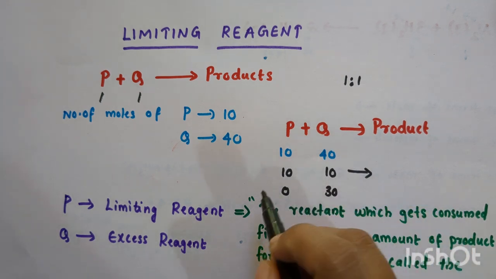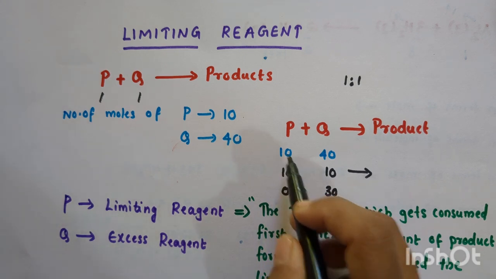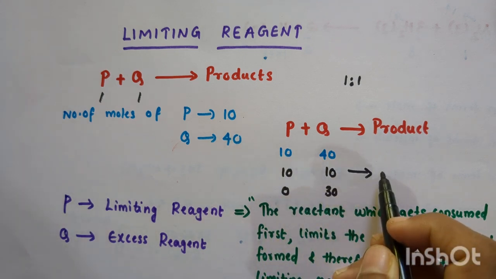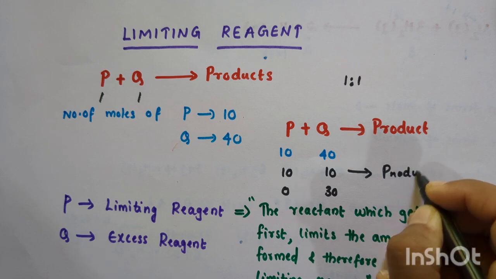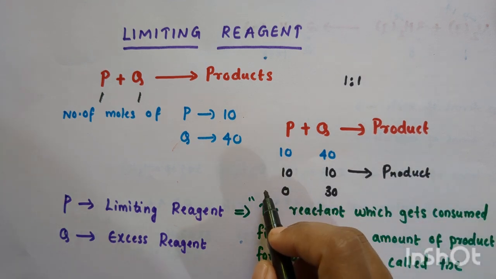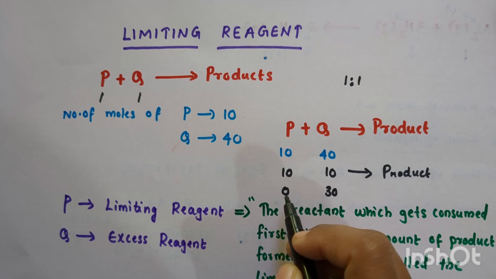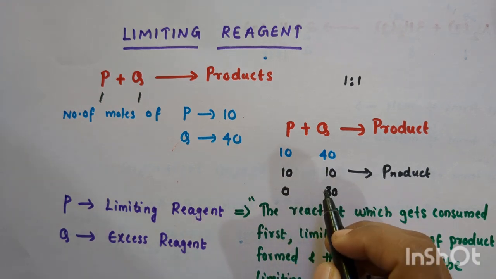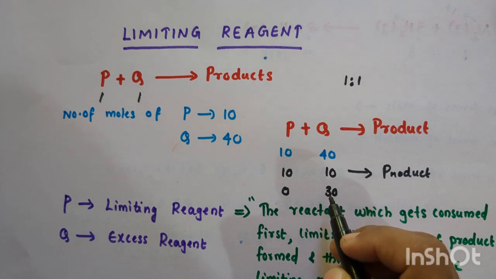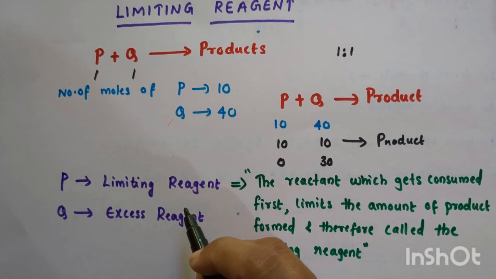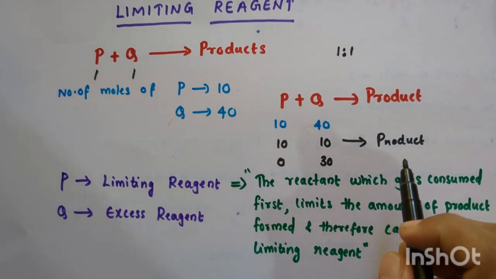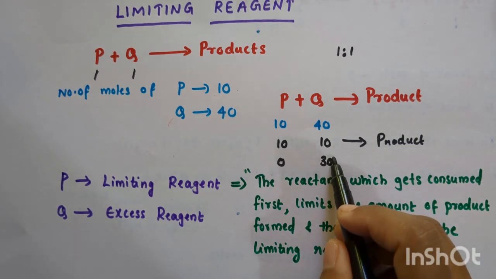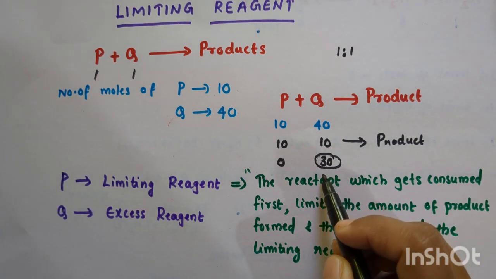See, in this reaction 10 moles of P reacts with 10 moles of Q and gives some product. So you see, after the chemical reaction, 10 moles of P is consumed, so nothing is left for P. 10 moles of Q is consumed, so 40 minus 10, which is equal to 30 moles, is left for Q. That is, the remaining moles for Q is 30. So after the reaction we will have some product and we will have this 30 moles of Q.